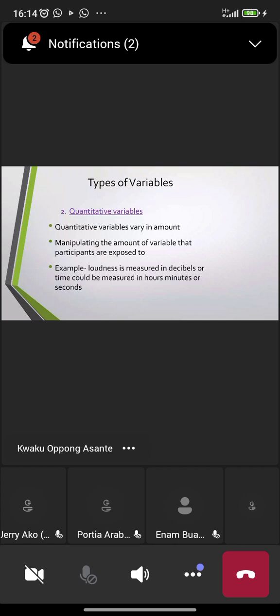So we have different levels of measurement. Time, for example, could be measured in hours, minutes, seconds, days, weeks, months, and all that. So these are the other variable types. But remember, whether the variable is an IV, a DV, or extraneous, it can take any of these forms of categories.